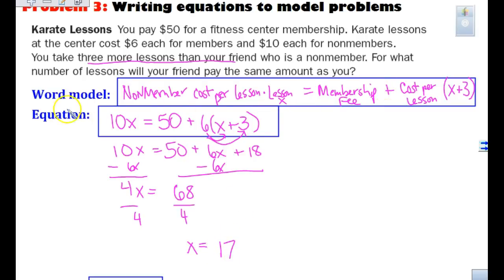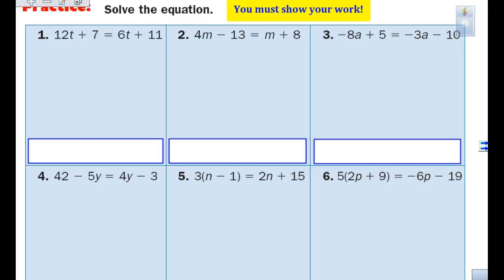So, the question is, for what number of lessons will your friend pay the same amount as you? Your friend has to pay for 17 lessons, and he pays the same for 17 lessons. How many lessons did you end up taking? You took 20. Your friend pays 17 for 17 lessons, pays the same as when you take 20. So who knows? It could be a good deal if he doesn't go that often, right? Or it takes him a long time.